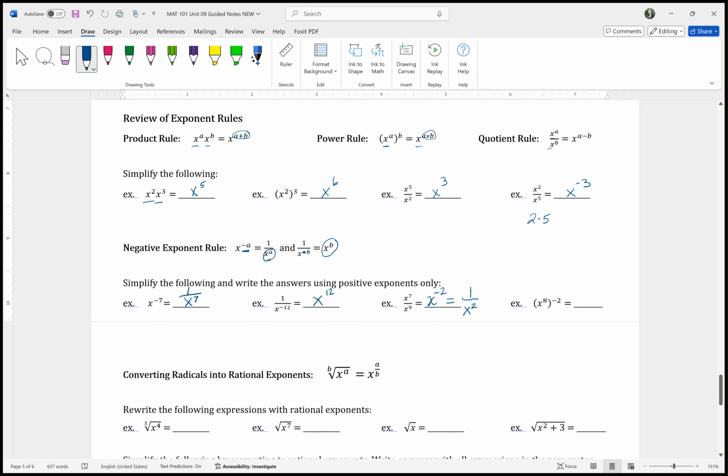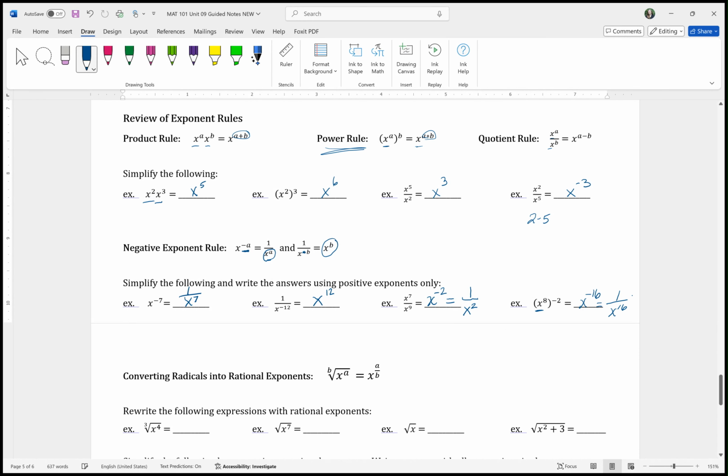Okay, and then the last one, this is power rule. So we have the base raised to a power. So this is going to be x to the negative 16, but I don't want it to stay negative. So we're going to take it to the denominator, make it positive, and put a 1 on top. Okay, so that's some very basic exponent rules. Great chance to review those.